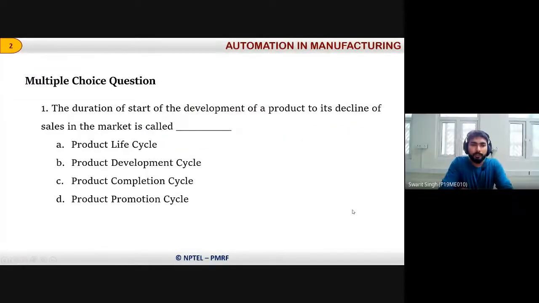I have multiple choice type questions for you all. The question is on the screen. It says the duration of the start of the development of a product to its decline of sale in the market is called. Anyone want to answer this question? A product life cycle. Yes, it is a product life cycle.